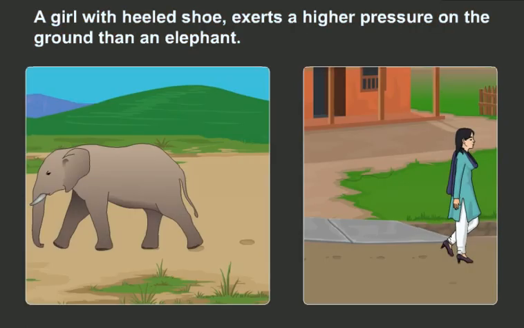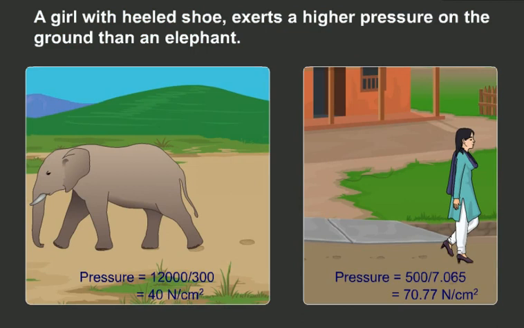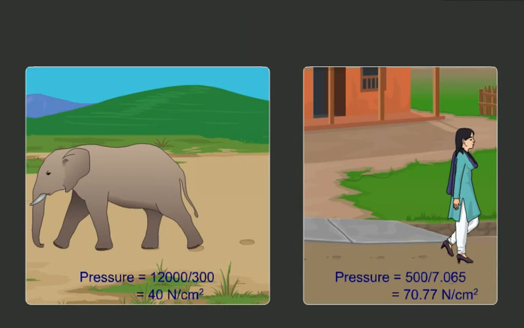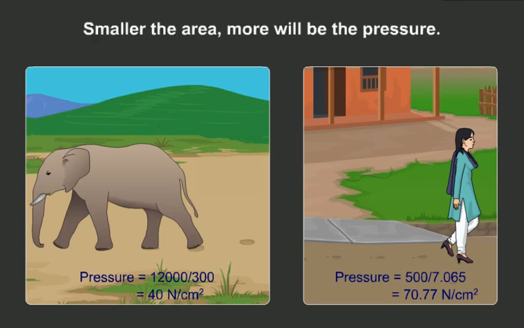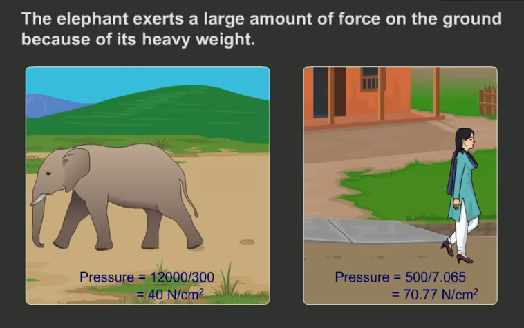Let us take another example. A girl with heeled shoe exerts a higher pressure on the ground than an elephant. Students, from the definition it is clear that smaller the area, more will be the pressure. The elephant exerts a large amount of force on the ground because of its heavy weight.